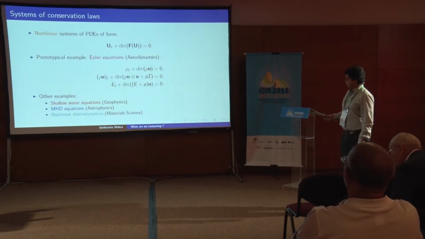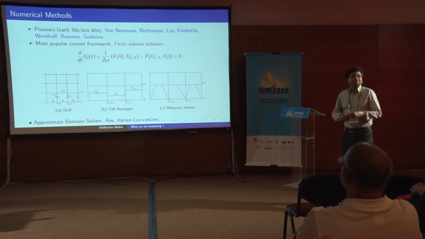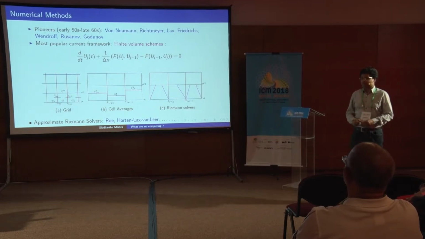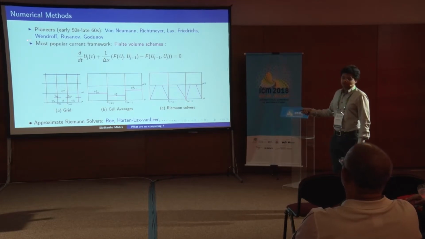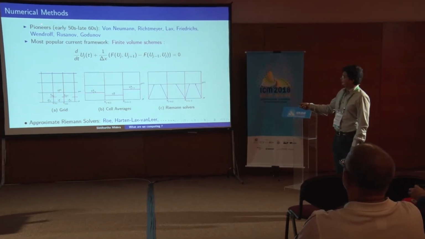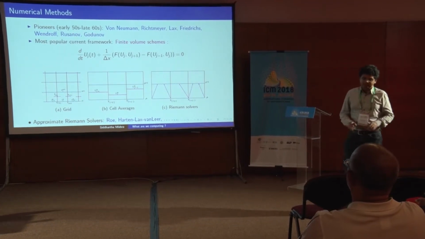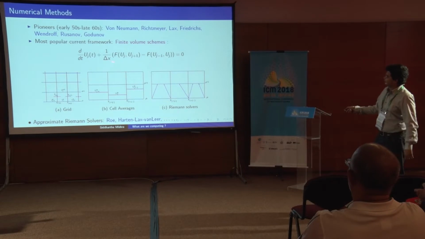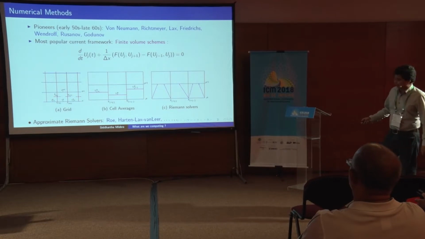Now, because they are so useful or so important in applications, numerical analysis or the design of numerical methods for systems of conservation laws is fairly mature. The pioneering contributions started in the 50s and 60s, and I've listed some of the real pioneers in the field. Arguably, today, the most popular framework is the so-called finite volume scheme. And I'm just presenting a cartoon to explain what it is in one space dimension.